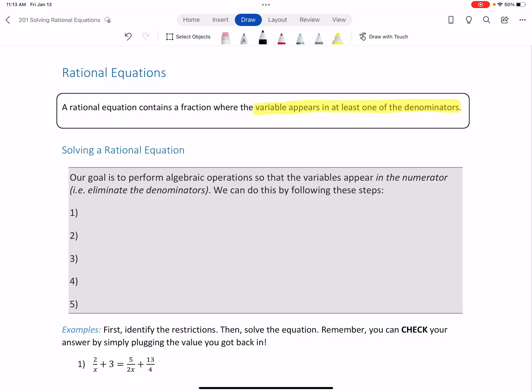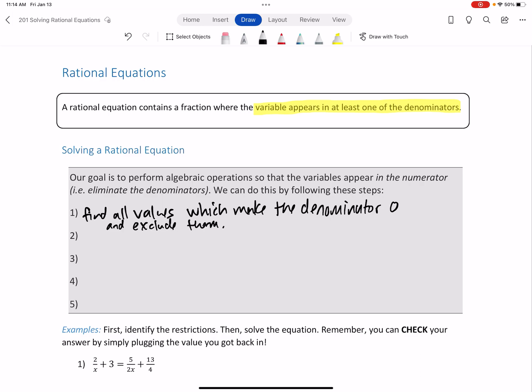Step number 1 is to find all the values which make the denominator 0 and exclude them. Step number 2 is to find a common denominator. We'll call that CD for short.